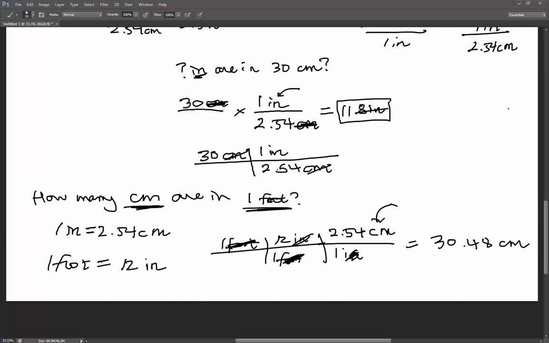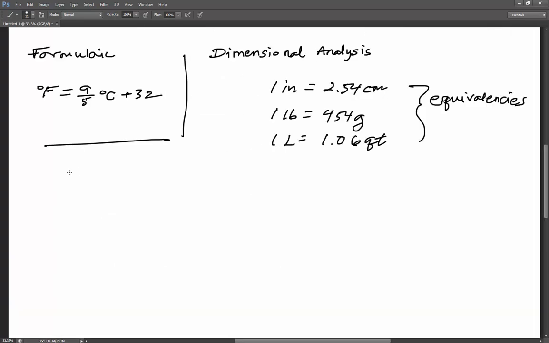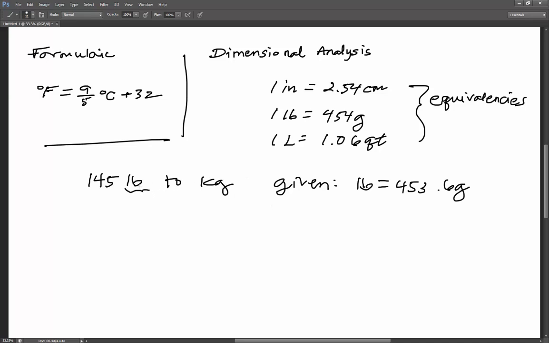Okay, so next, let's do just a few more extra examples. Let's try this. Let's convert 145 pounds to kilograms. And in this case, I'm going to give you, given that 1 pound is equal to 453.6 grams. Now again, because this is an English unit, I have to give you something to get you into metric units. But from there, you might have to come up with the metric prefixes to go from grams to kilograms, because you do have to memorize those.